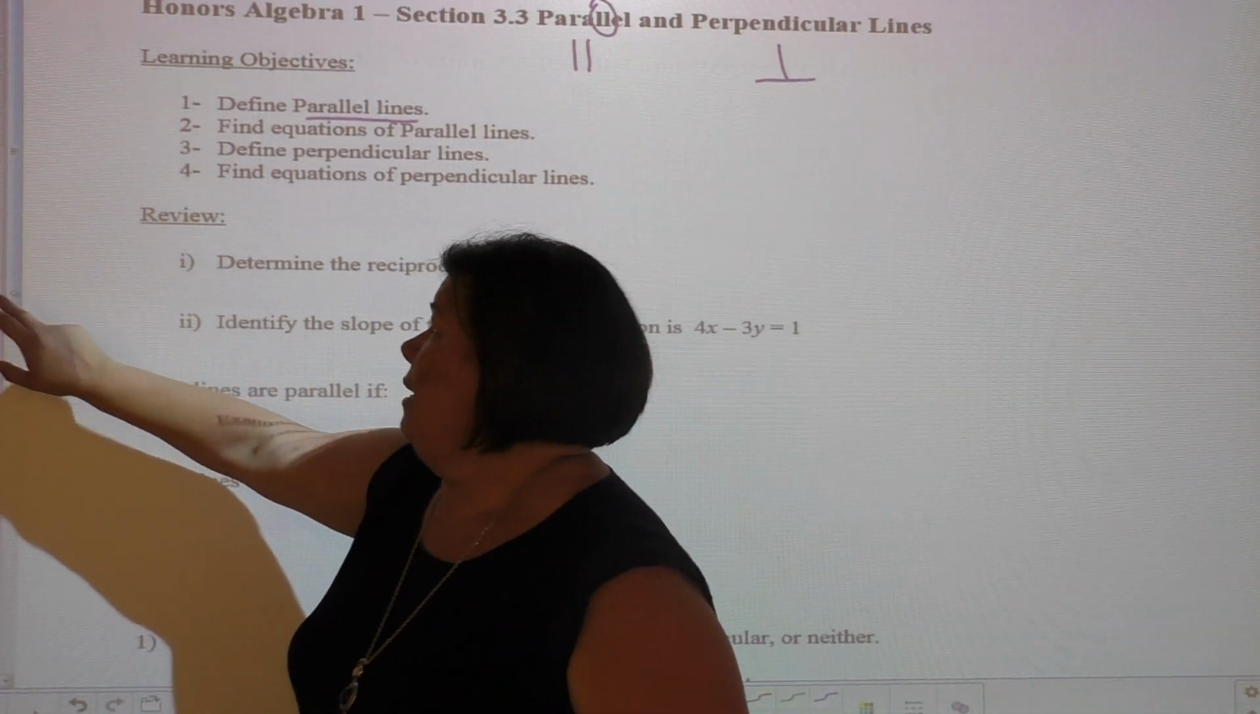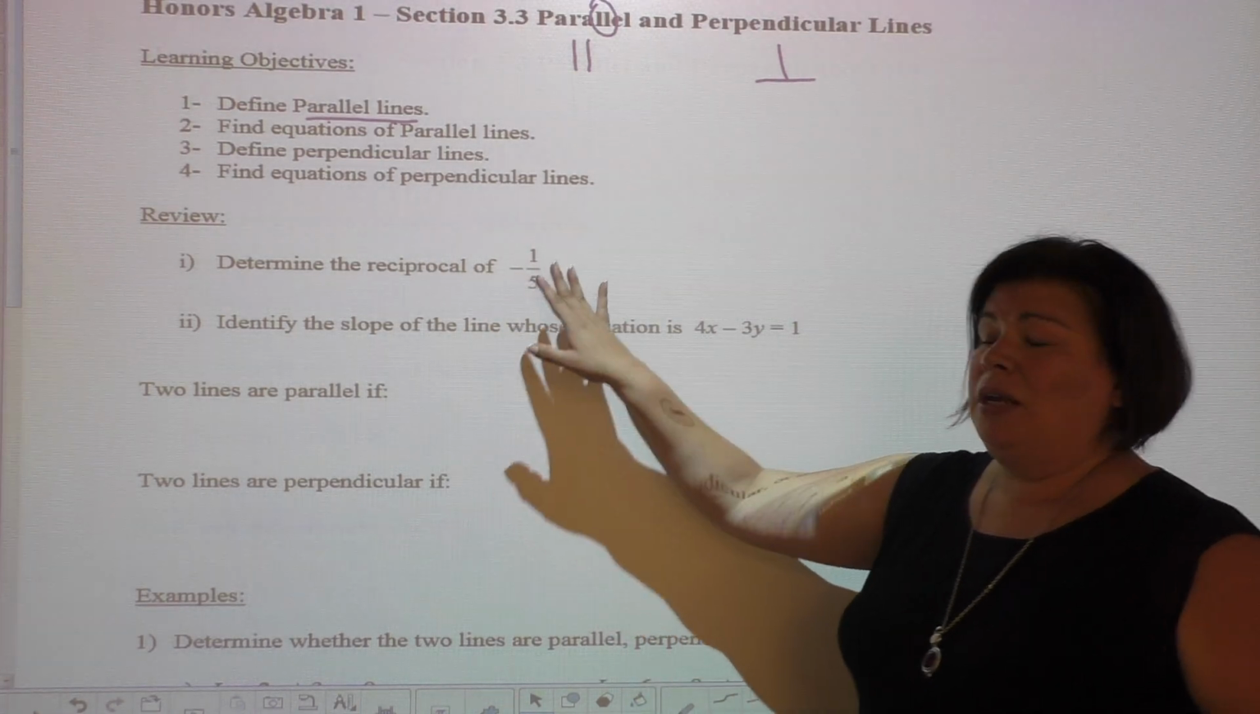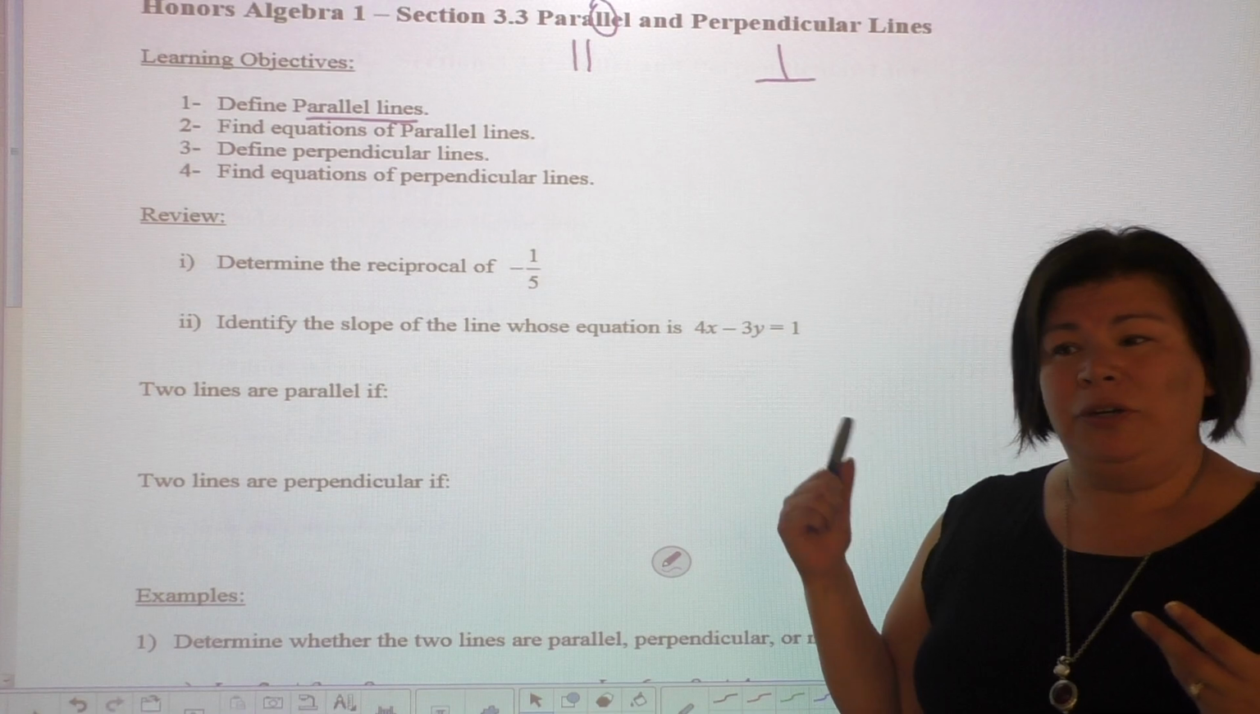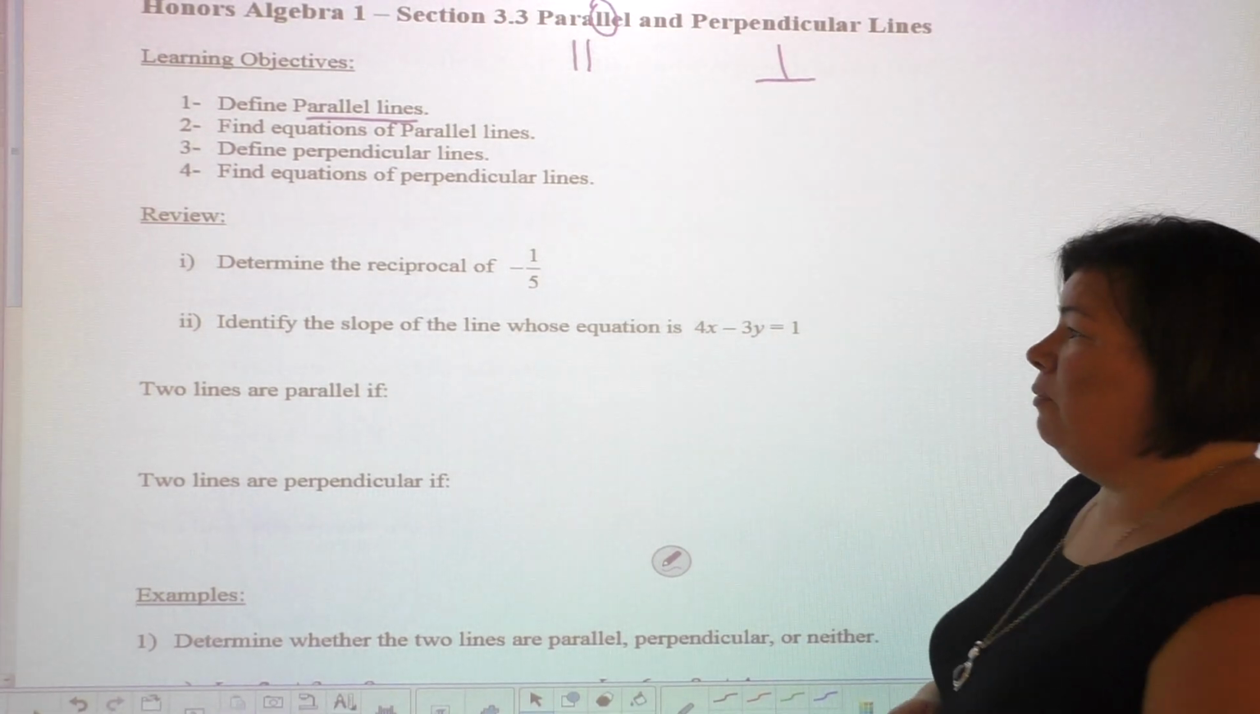So right now, if you want to go ahead and do these two problems, the warm-ups, when you're done, hit play, and we'll come back to that.